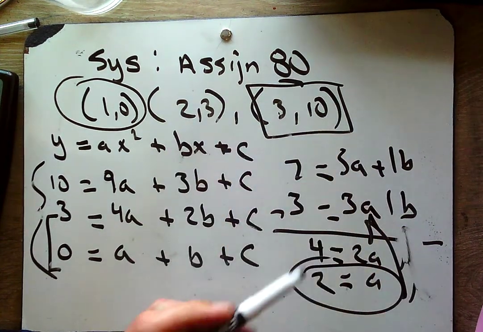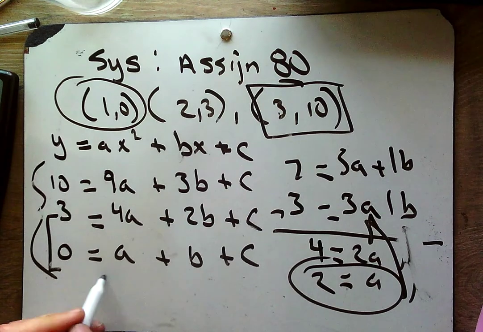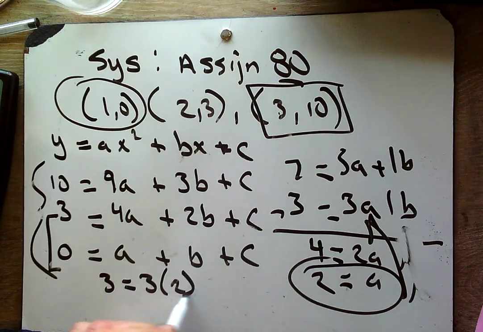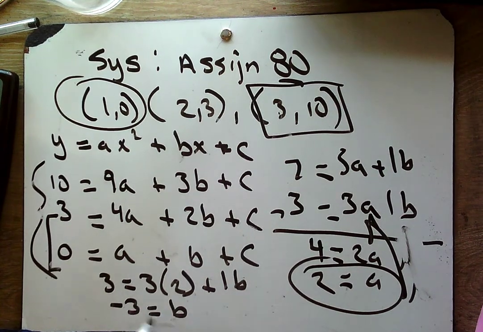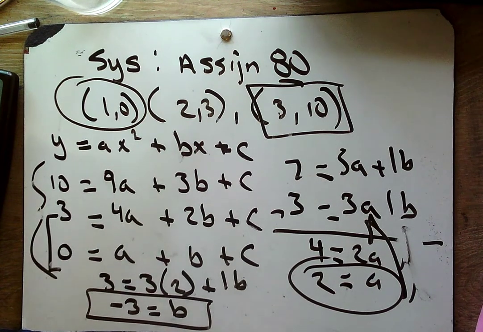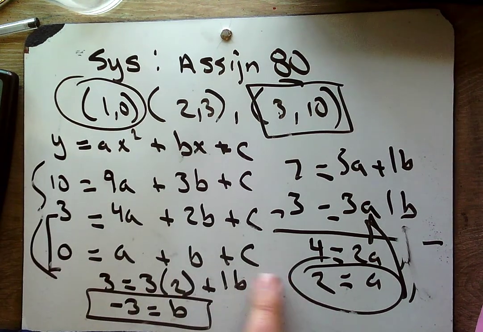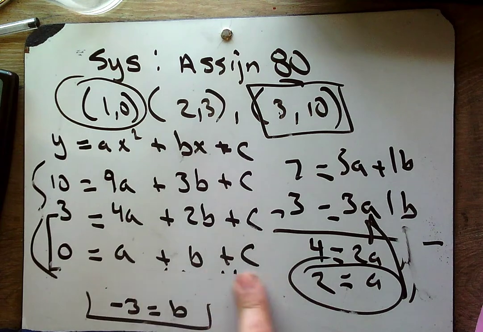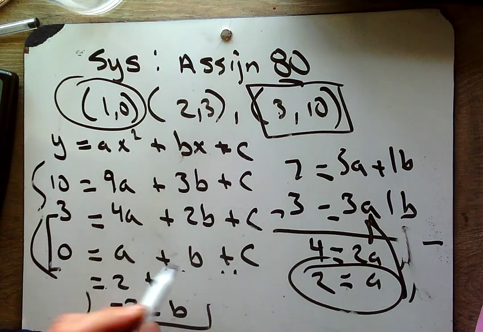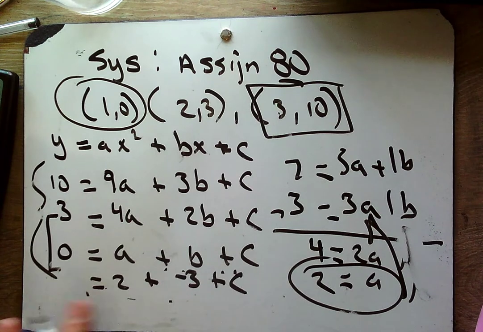Now that I know what a is, I can plug this a value back in to one of these two equations to find b. Now I remember that 3 equals 3a plus 1b. So negative 3 equals b. And then finally, I'm going to take this a value and this b value and plug these back into one of these three equations. I like this one down here because it's got no coefficients to worry about and equals 0. So I'm going to plug in 2 plus negative 3 plus c, and that should equal 0. And so I end up with c equals 1.